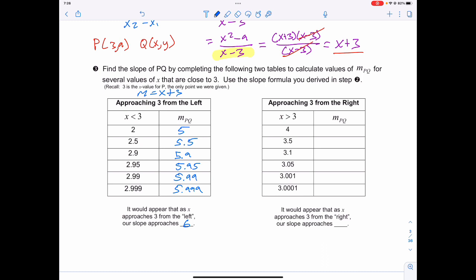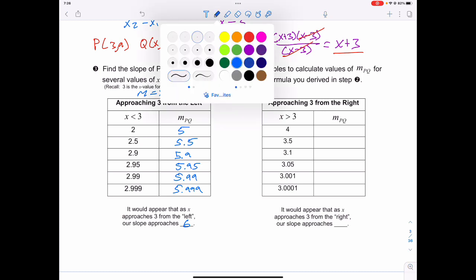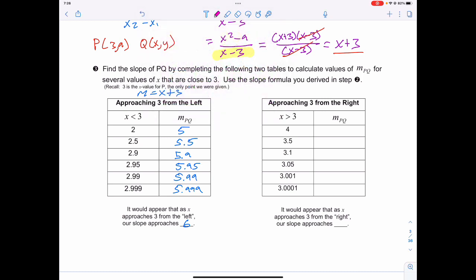What if we start from a point to the right, or with an x value that's greater than 3? So we're going to start with 4. If x is equal to 4, and my slope, obviously, is still x plus 3, then if I start at the point of 4 for x, my slope is 7. If I say 3.5 for x, my slope is 6.5. At 3.1, it's 6.1. At 3.05, it's 6.05.